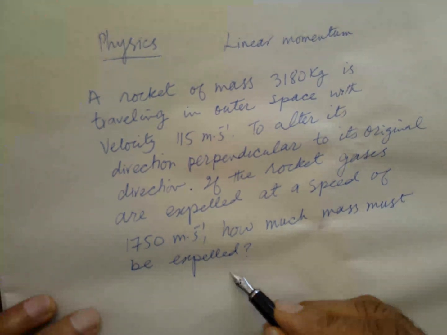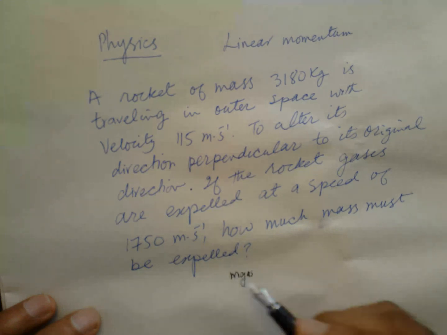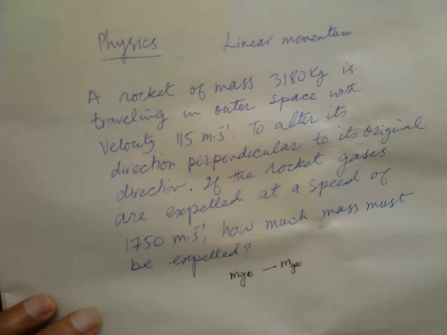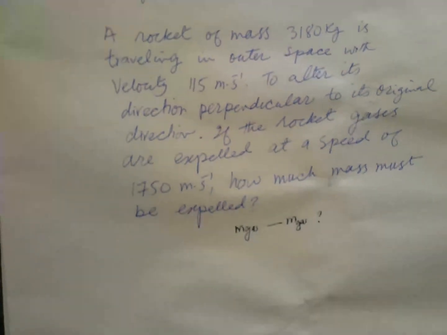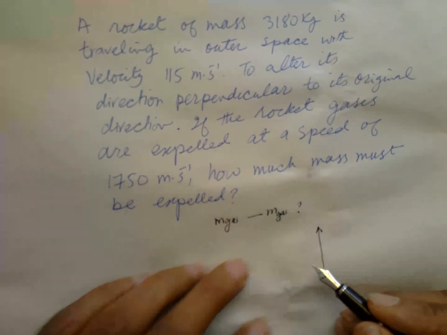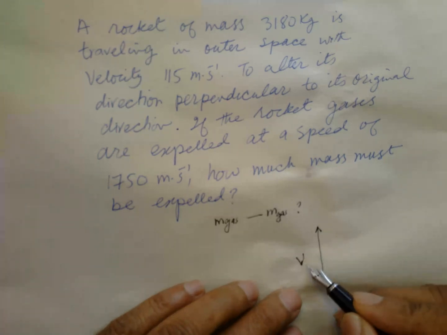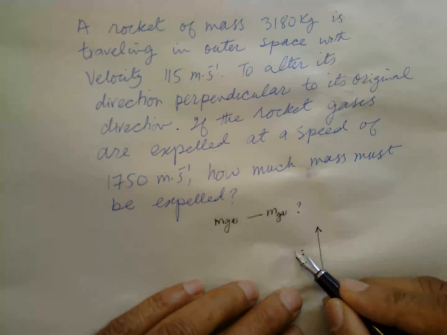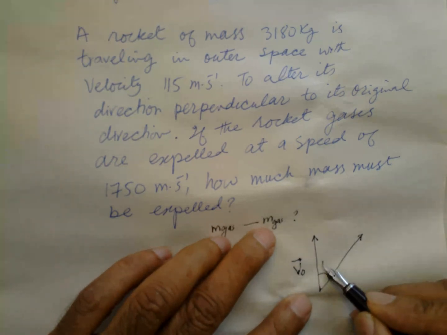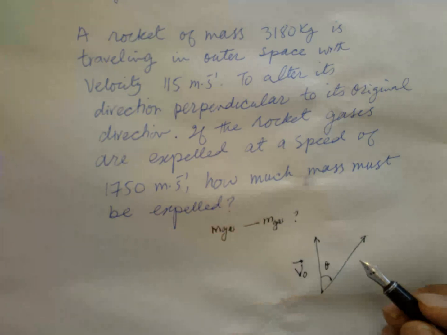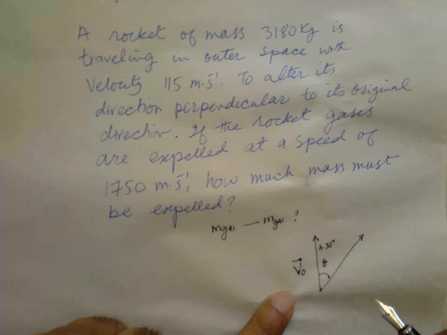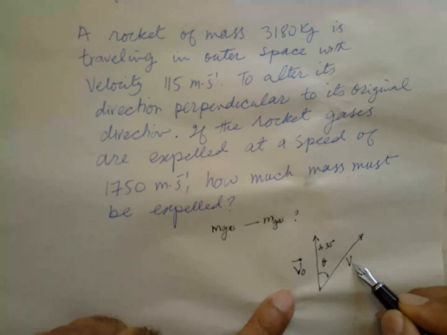So we have to find the mass of the gas, mg. Okay, so we have to find this one. So suppose this rocket is going, this is the original direction of the rocket, v original, and we want to change this direction to this one within an angle theta, which is 35 degrees, and this is v final.